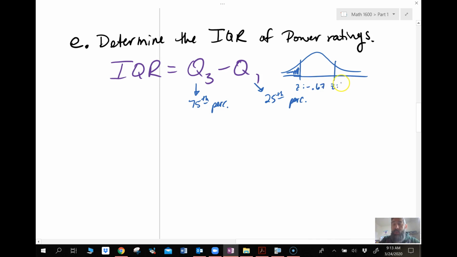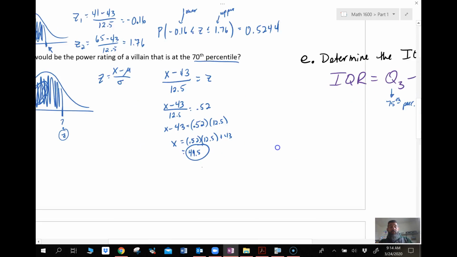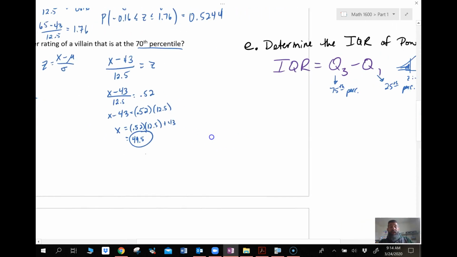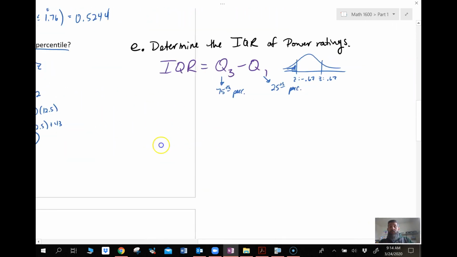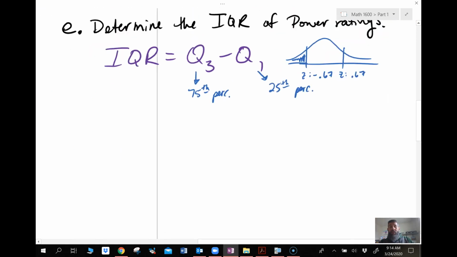What do you think the third quartile matches up with? You're right, positive 0.67, right? It's symmetric. I just told you that earlier. So we're going to use these z-scores, and do a similar thing to what we did with the previous problem. We're going to find the values that match up to each of those quartiles, and then we're going to subtract.